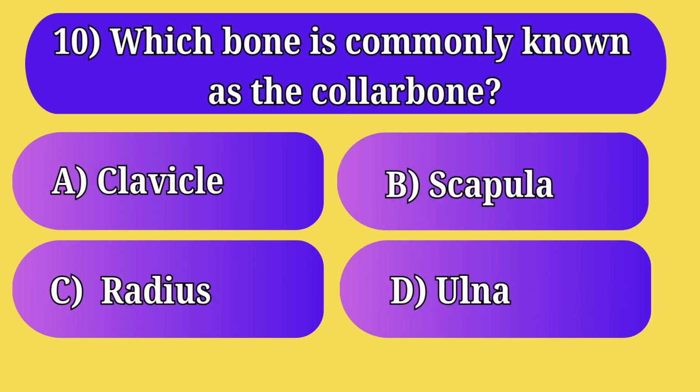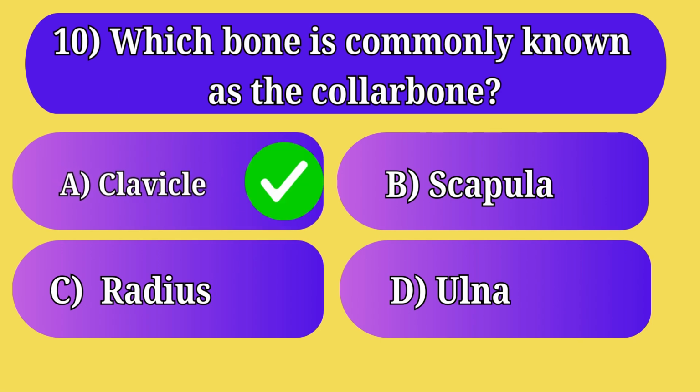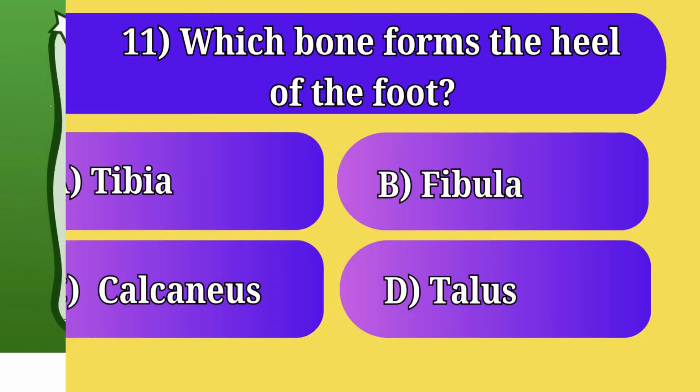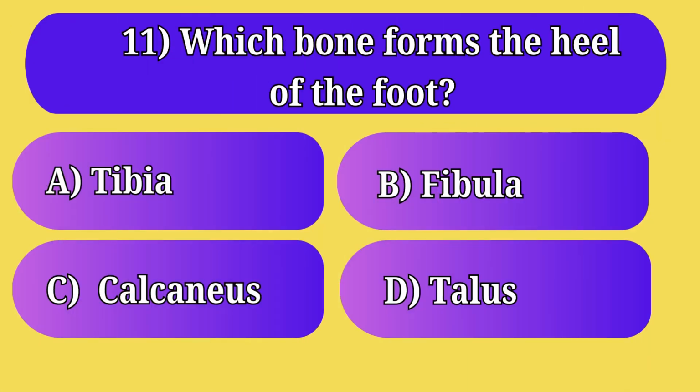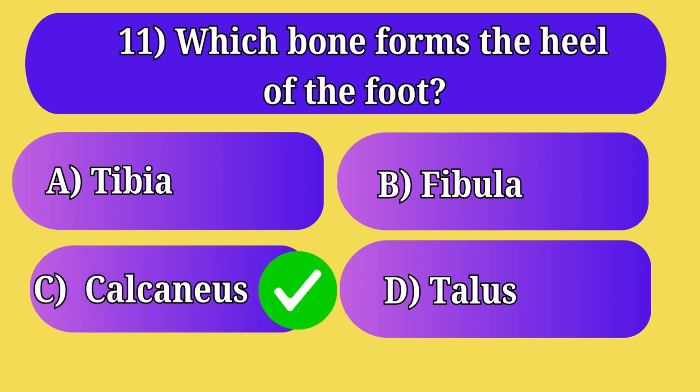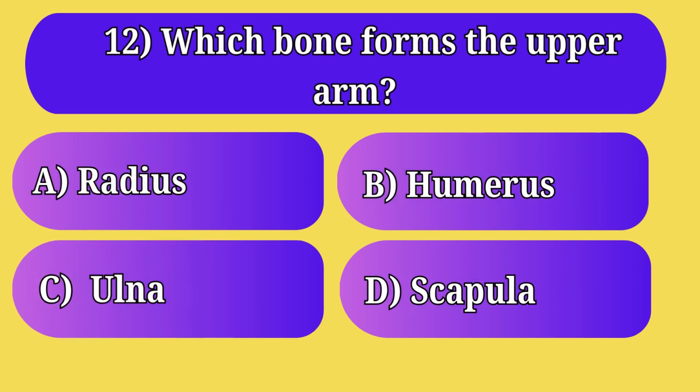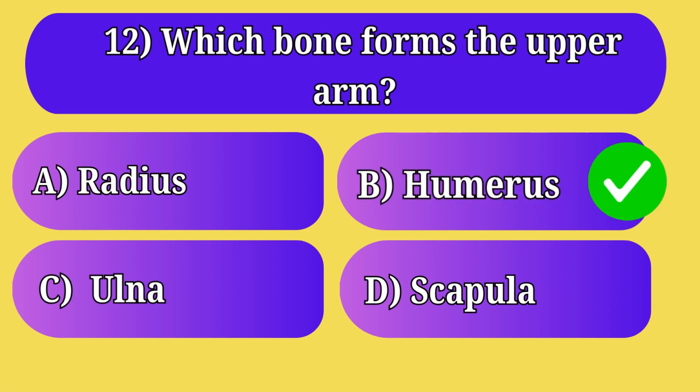Which bone is commonly known as the collarbone? Clavicle. Try the next one. Which bone forms the heel of the foot? Calcaneus. Try the next one. Which bone forms the upper arm? Humerus. Try the next one.